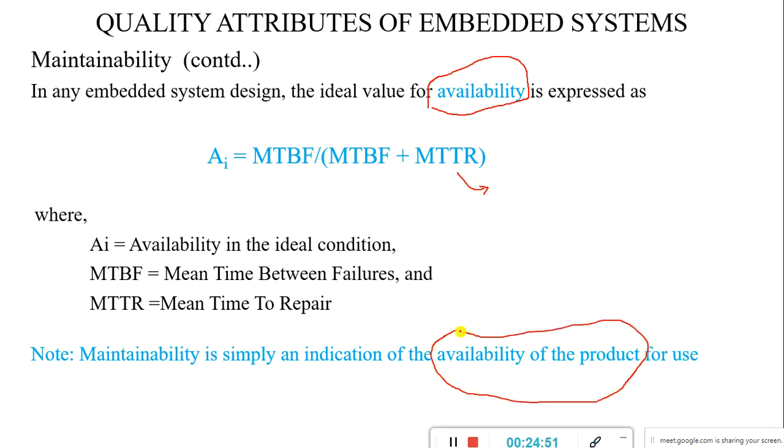Ultimately, maintainability is an indication of the availability of the product for usage. That is, how much time I am able to use this device, any embedded system that you use. That's the meaning of this particular formula, availability under ideal conditions. At the end I will try to go through one good example. Note down this formula, and I have one question on this for you at the end of this class.